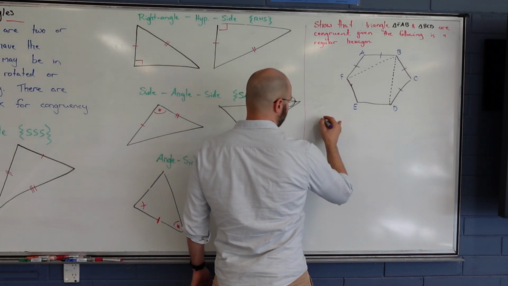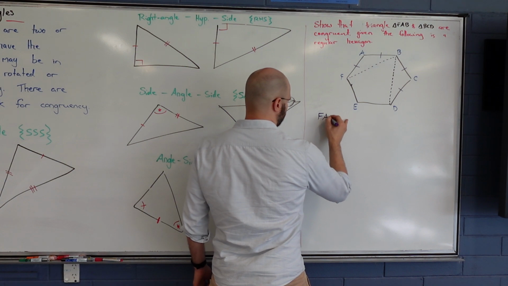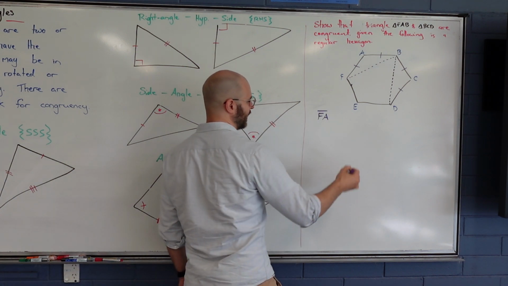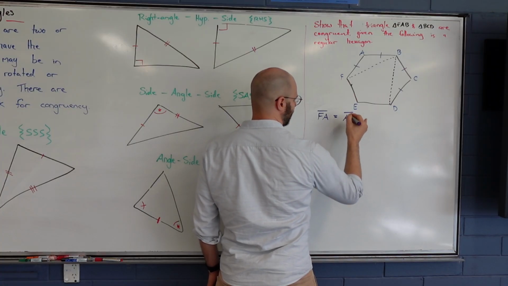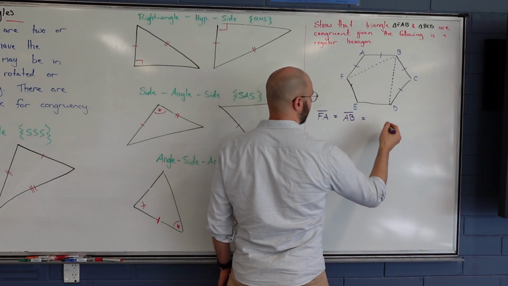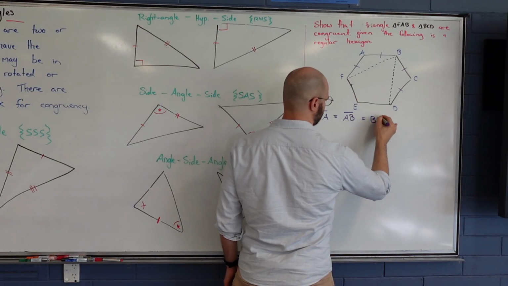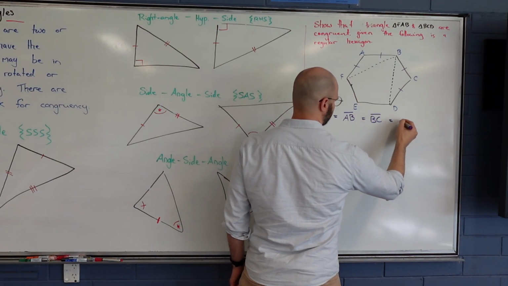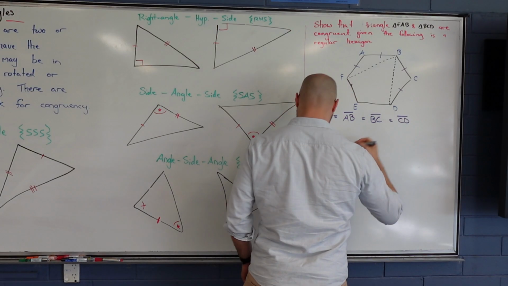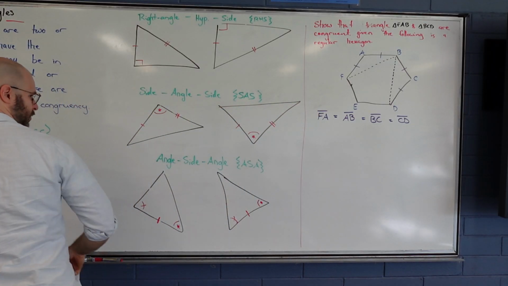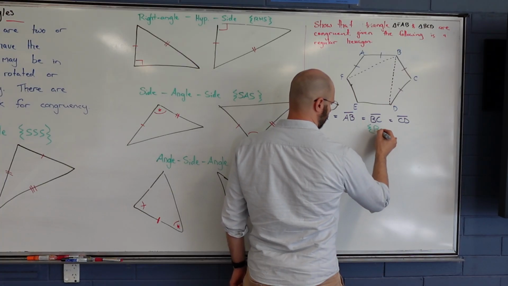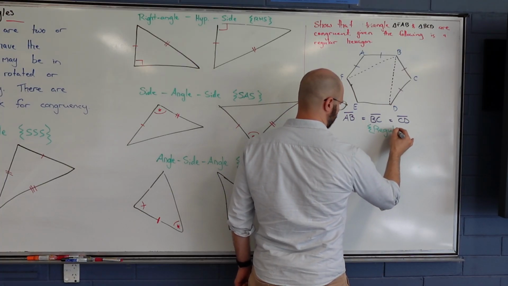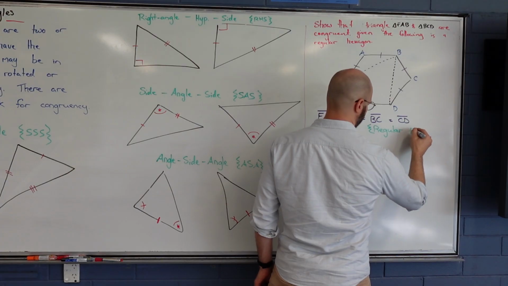So I might say side FA is the same as side AB, which is the same as side BC, which is the same as side CD. And my reasoning for this is going to be regular hexagon.